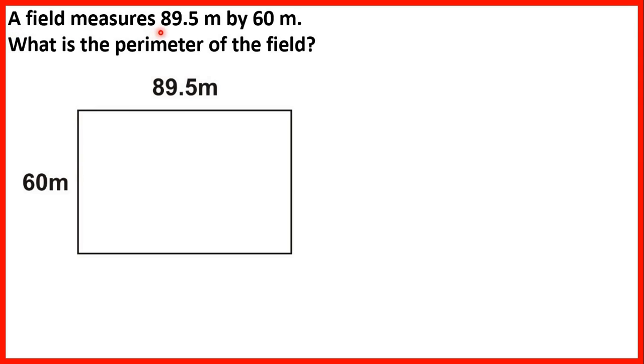A field measures 89.5 metres by 60 metres. What is the perimeter of the field? So remember, the perimeter is the total distance around the outside. And we can see that opposite sides will be the same length. So this length here will be 89.5 and this length here will be 60.